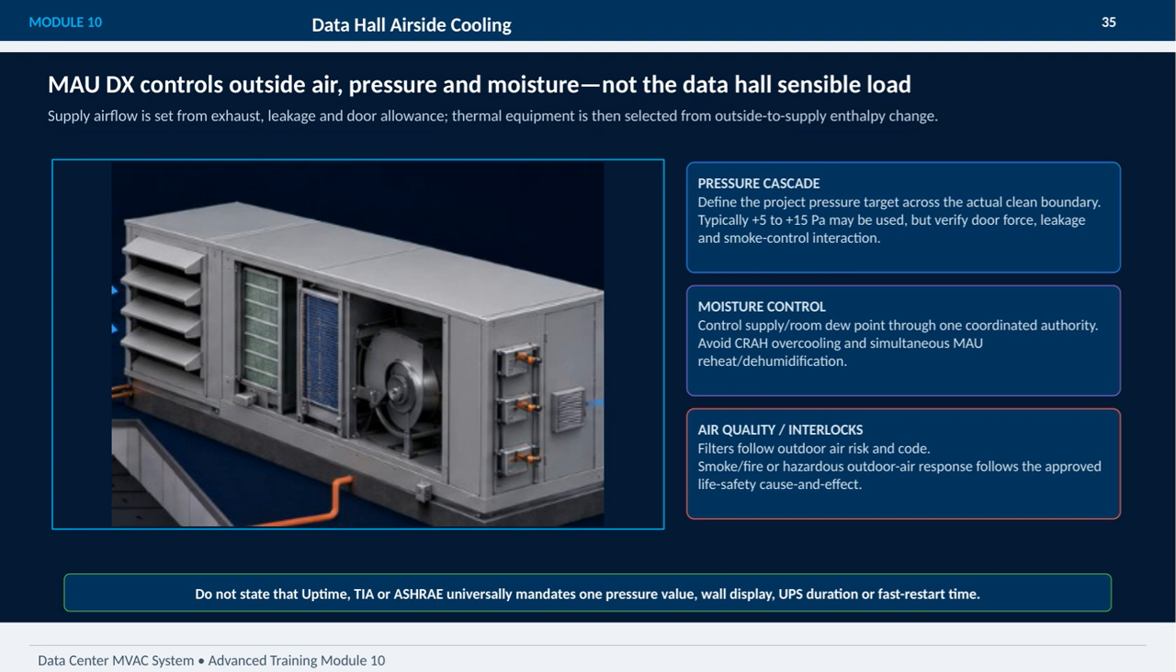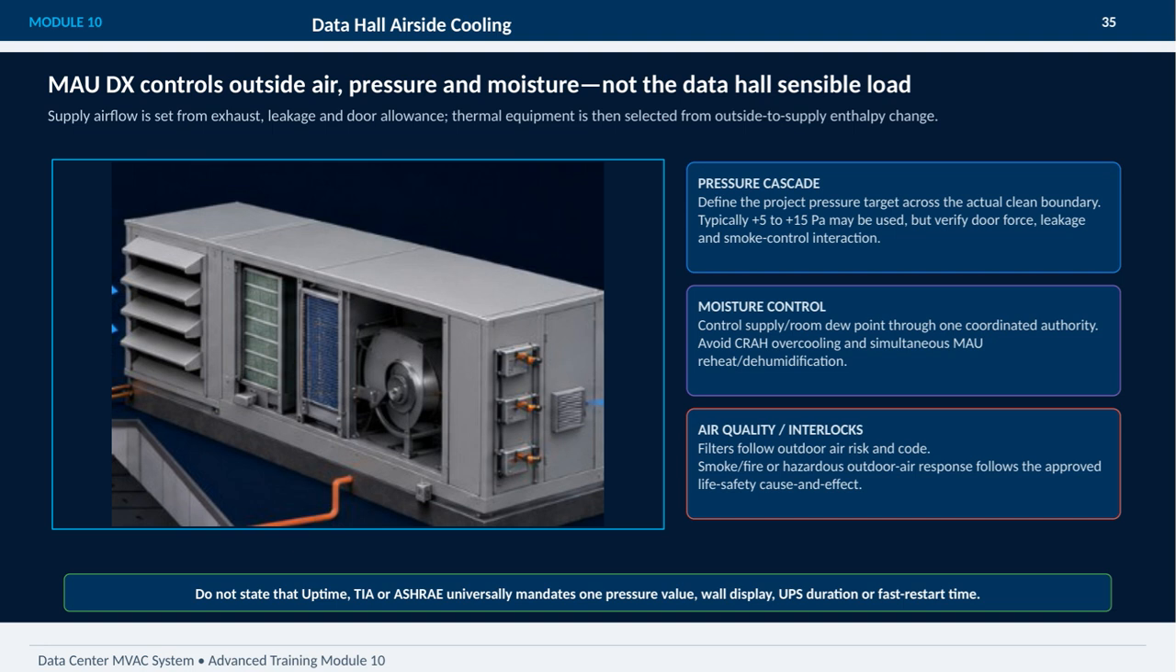We define the project pressure target across the actual clean boundary, typically aiming for a positive pressure between 5 and 15 pascals. However, it's essential to verify this target considering door force, leakage, and any smoke control system interactions to ensure proper operation. Moisture control is managed by regulating the supply or room dew point through a single coordinated authority, avoiding conflicts like CRAH units overcooling while the MU reheats or dehumidifies simultaneously.